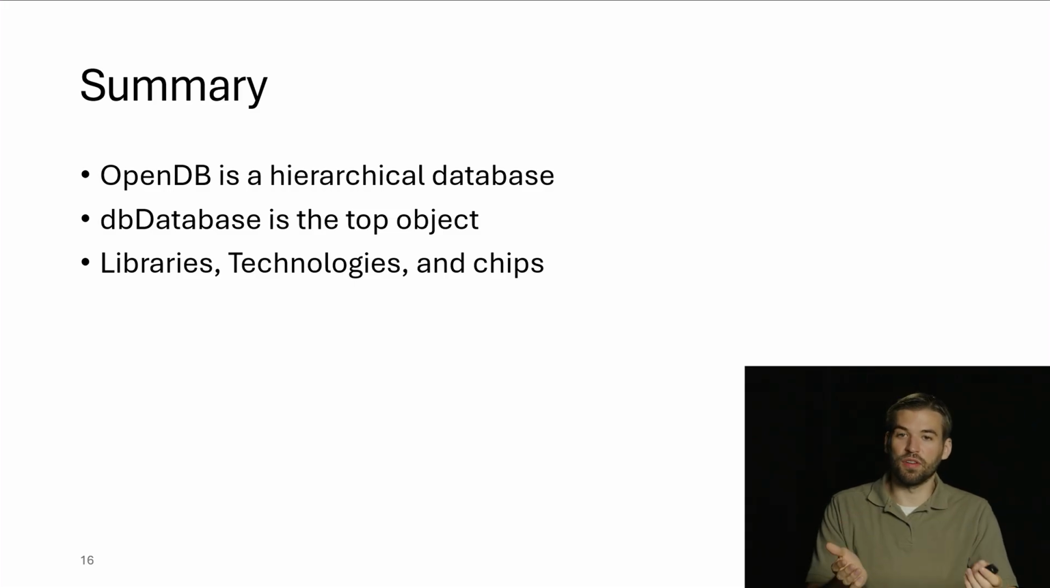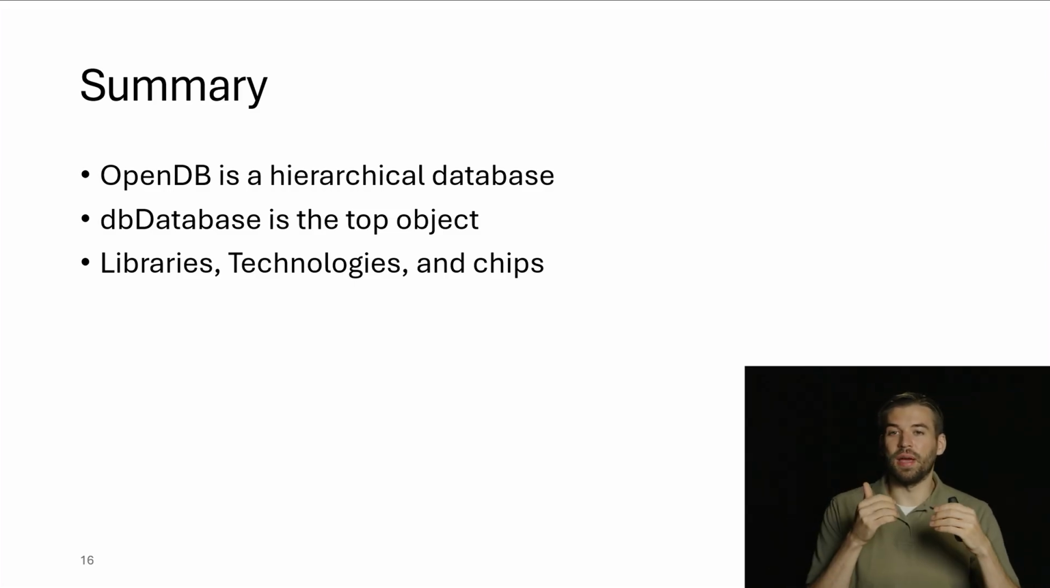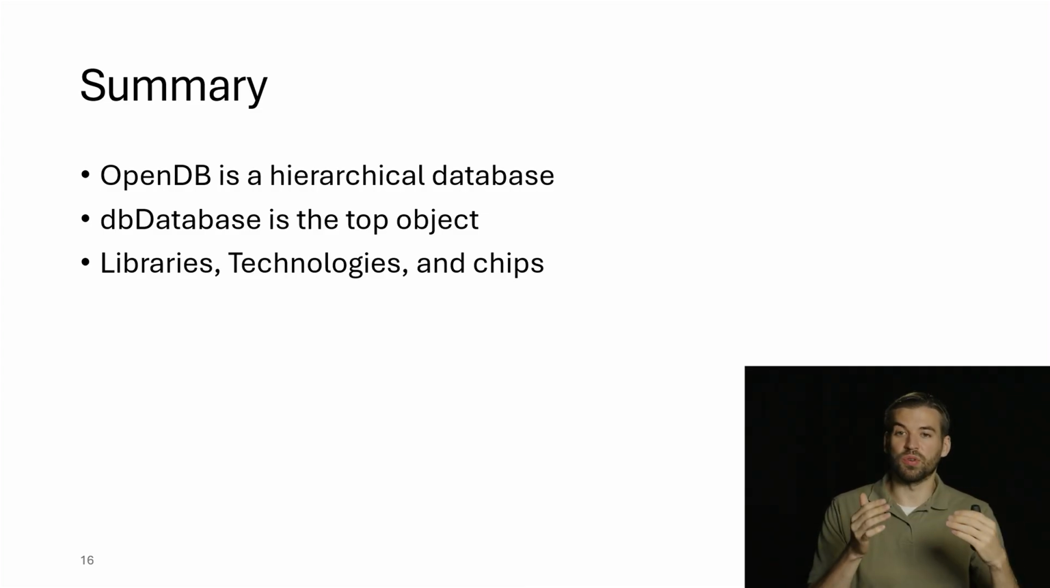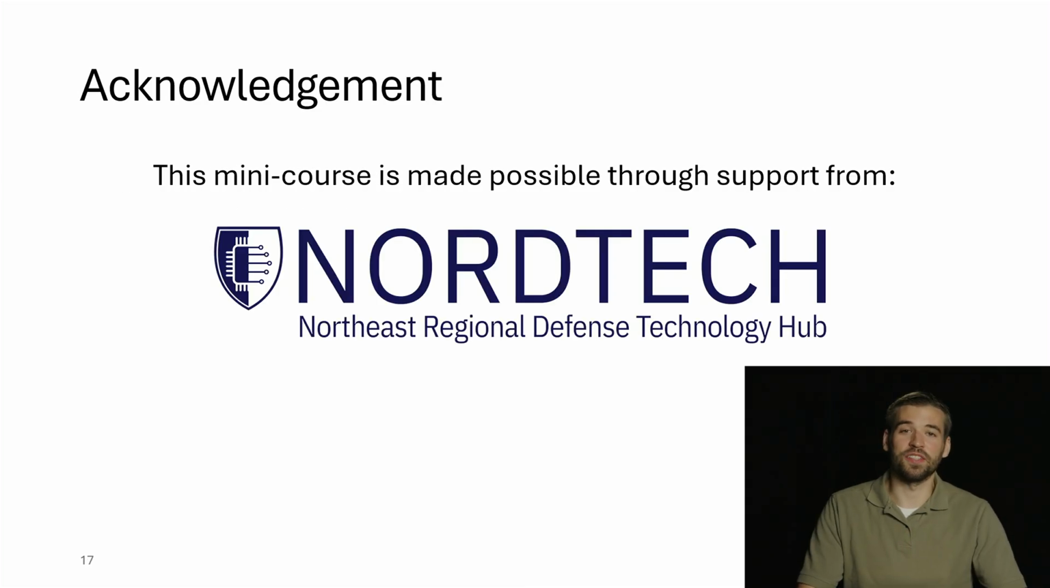So that is a first look at the structure of OpenDB. In summary, it's a hierarchical database, so it starts from one top-level object, the DB database, and then works down from there. And then we covered information related to libraries and chips, the design information that's stored. And we covered just the surface level of where the technologies are stored, but we'll cover a little bit more detail on that next time. That's all for this lecture.